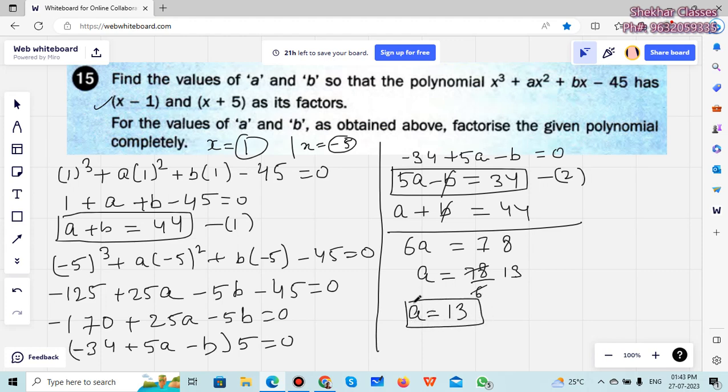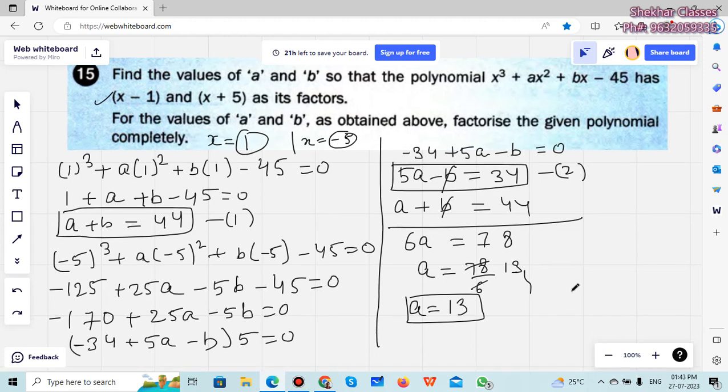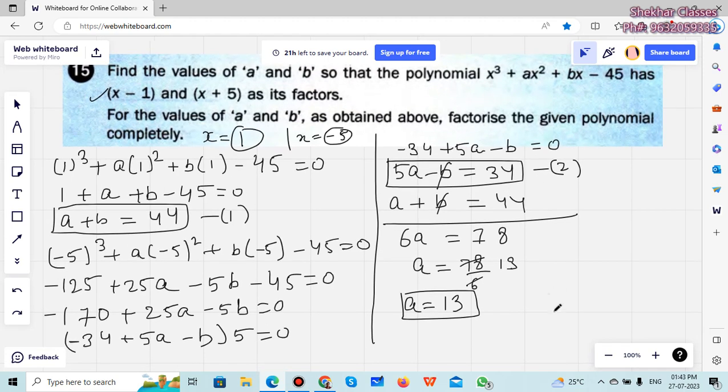If I put the value of a in it, I will get the other value here. So what is the value of a in this one? I'll put it here. So 13 plus b is equal to 44. So b is equal to 44 minus 13, and that is equal to how much? 4 minus 1 is 3, 31. So b is equal to 31.